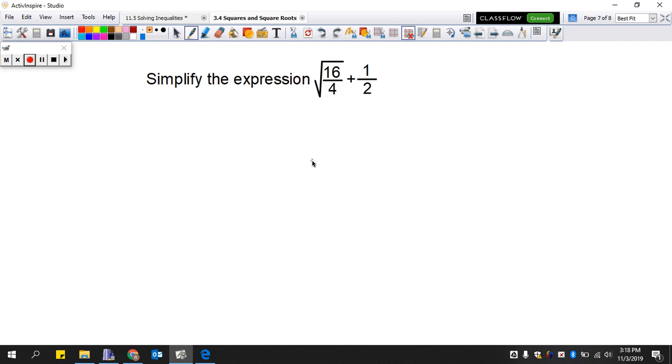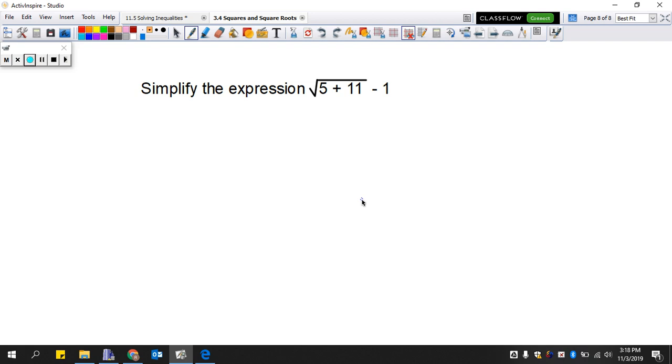And then our last example says simplify the expression square root of 5 plus 11 minus 1. So we add the 5 plus 11 and end up with 16. So we have the square root of 16 minus 1. Square root of 16 is 4. 4 minus 1 is 3. So that expression simplifies down to 3.